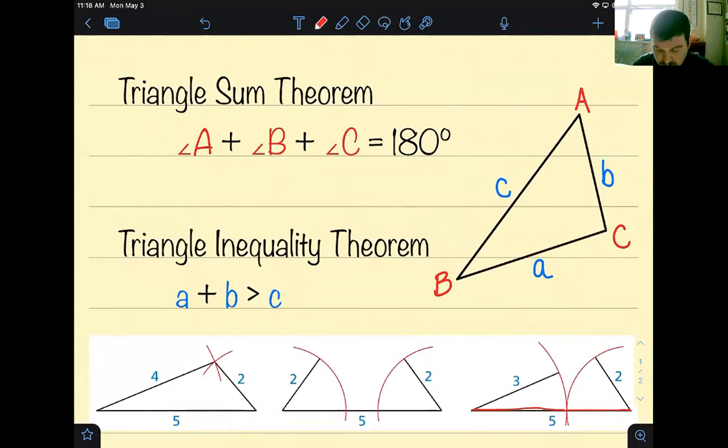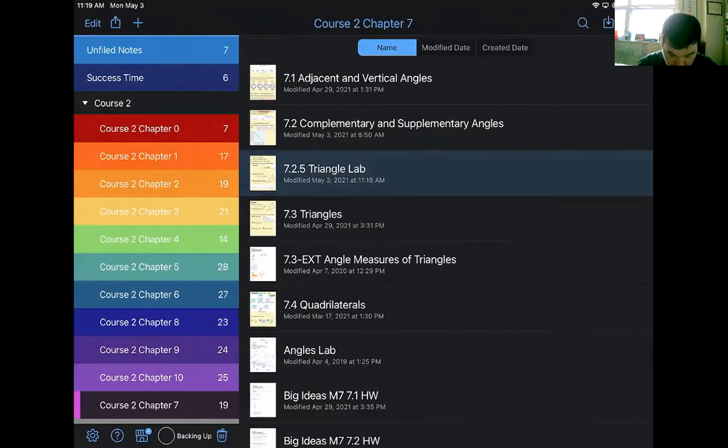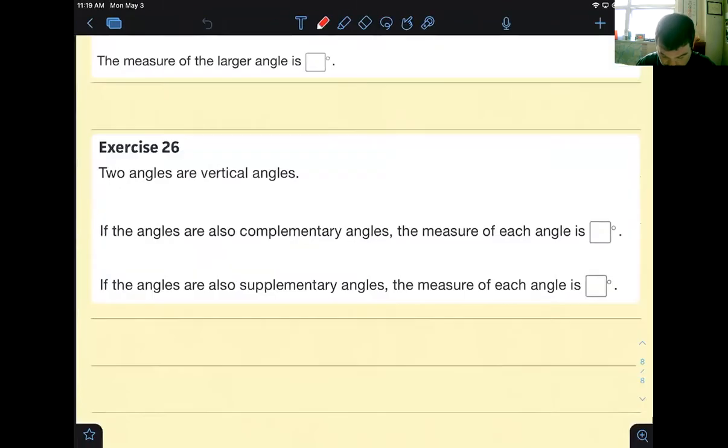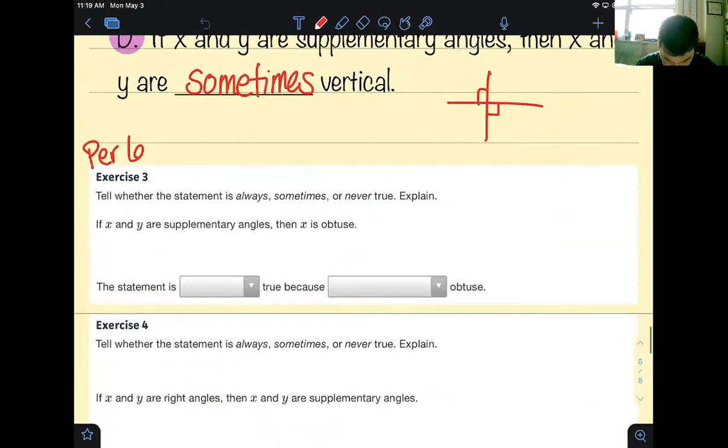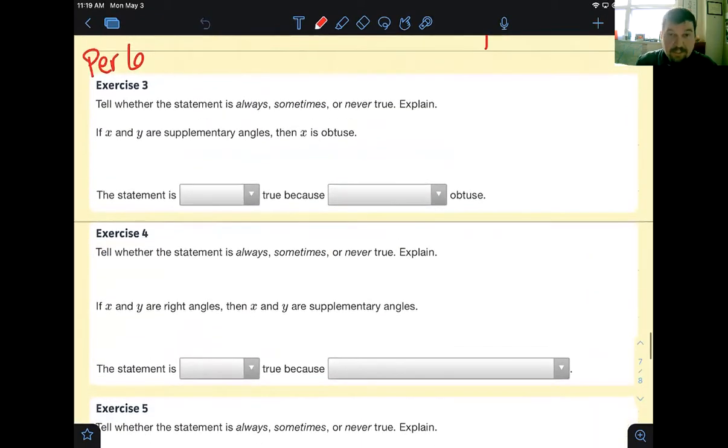on our homework. Before we look at the homework, if you're in my period 6 class, then you didn't get the homework questions from the rest of the 7.2 notes. So we're going to look over those real quick. Okay. So this is the 7.2 homework over complementary and supplementary angles.